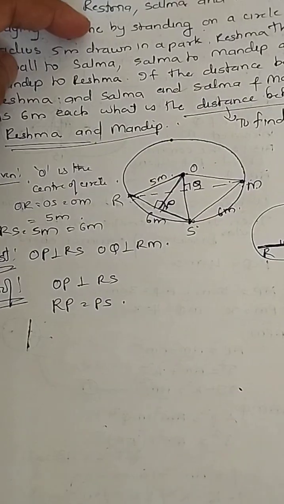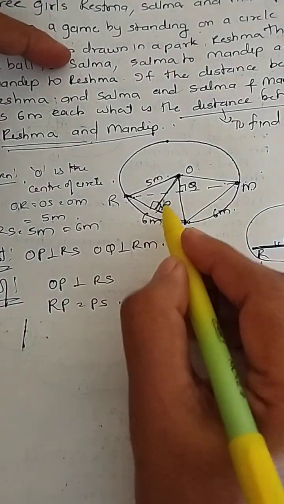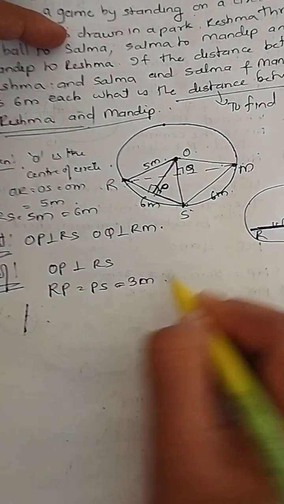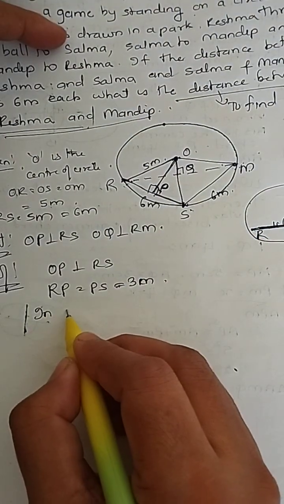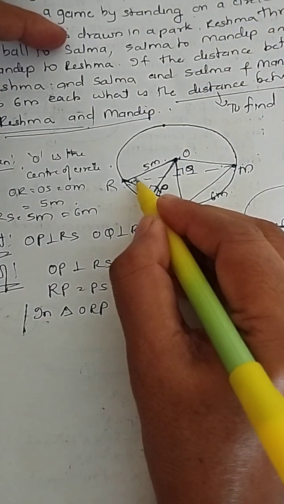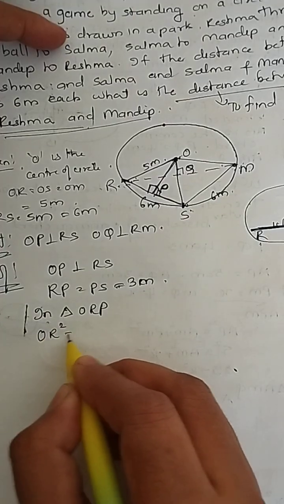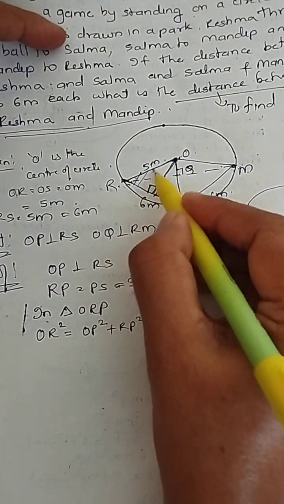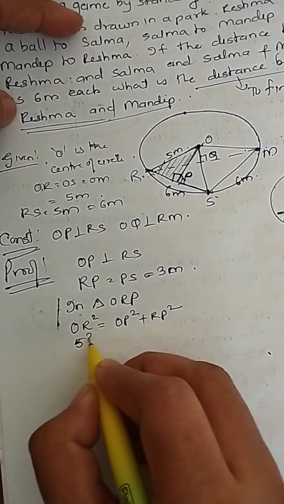So here what is equal? RP is equal to PS. Now that is equal to how many meters? 3 meters, right? Now let's take this triangle, because I got it as 90 degrees, triangle ORP. We'll use Pythagoras theorem here. So we have OR squared is equal to OP squared plus RP squared. See, I'm shading this triangle. OR squared, we know it is 5 squared.